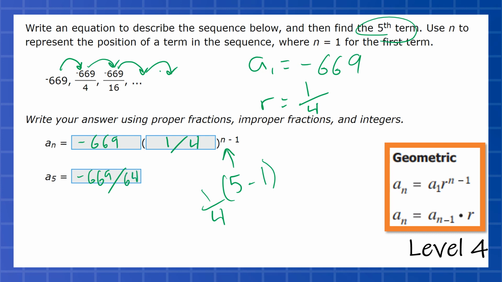Okay, but if that really did freak you out on the 5th one, this isn't too bad because we can just multiply by 1/4, and we'll get there.